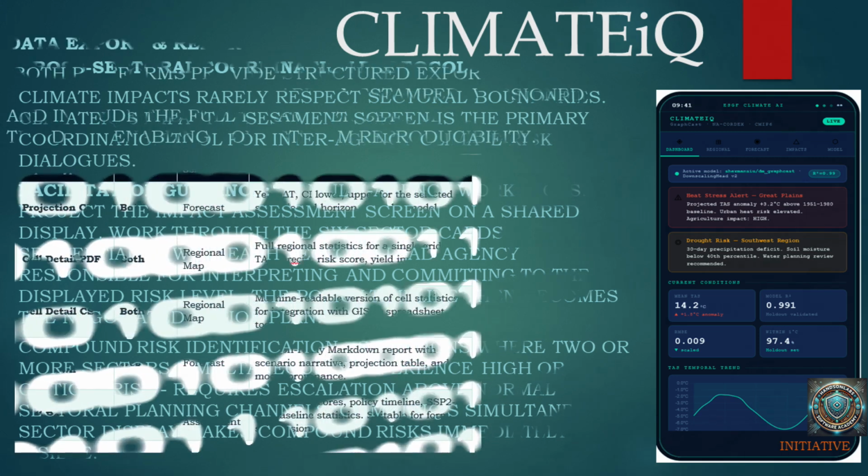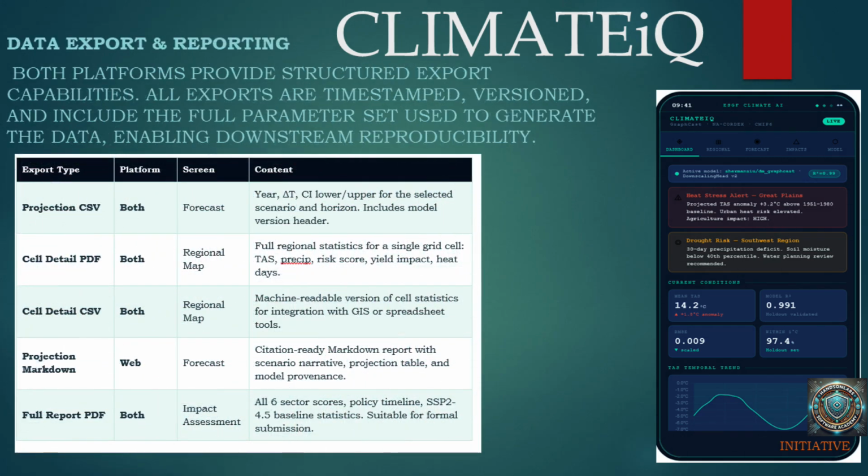So let's move to the next aspect here: data export and reporting. Both platforms provide structured report capabilities. All exports are timestamped versions and include the full parameter set used, enabling downstream reproducibility. There you have the export type, the platform type, the screen, and the content.